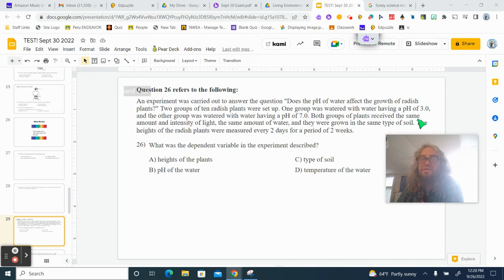Both groups of plants received the same amount and intensity of light, the same amount of water, and they were both grown in the same type of soil. The heights of the radish plants were measured every 2 days for a period of 2 weeks. What was the dependent variable in this experiment? Is it A, heights of the plants, B, pH of the water, C, type of soil, or D, temperature of the water?